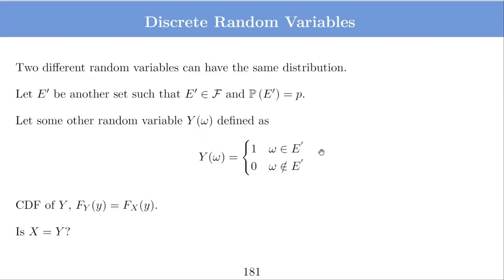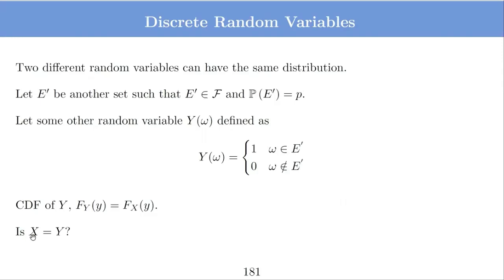So whenever you do the experiment and E dash has occurred, any outcome in E dash has occurred, then the value of y will be 1. Okay, so if you calculate the CDF of y, you will find out that the CDF of y is exactly equal to what we get for the CDF of x. Because here also, the probability corresponding to 0 would be the probability of E dash complement, which is also 1 minus P. The probability corresponding to 1 is the probability of E dash, which is also P. So the CDFs are equal. But if I ask, is x equal to y?